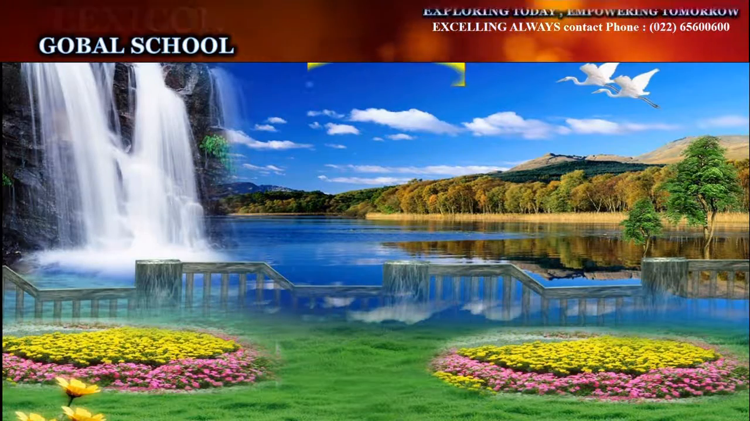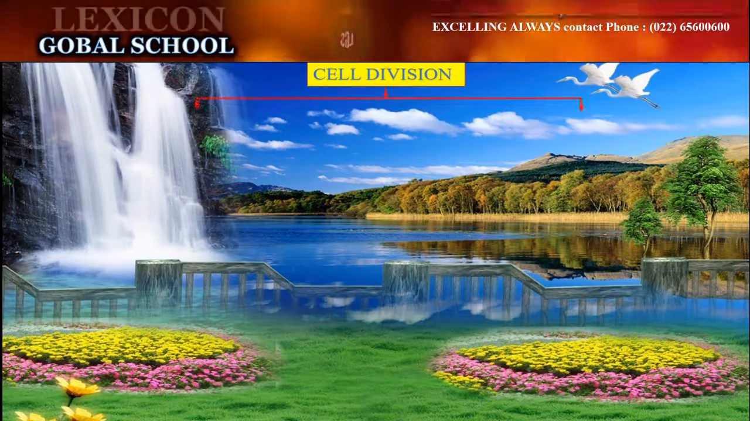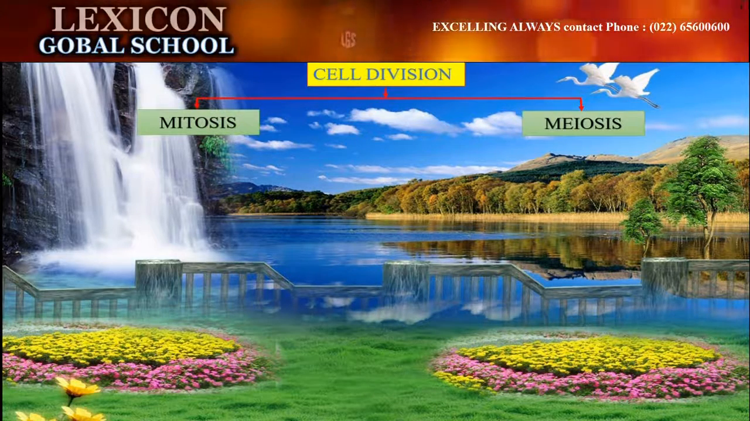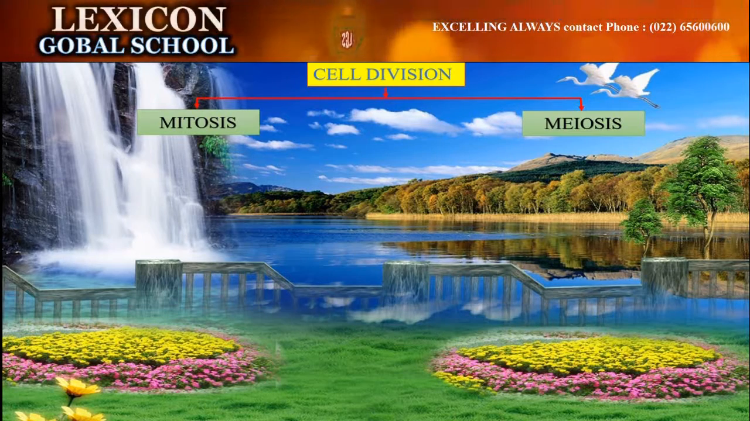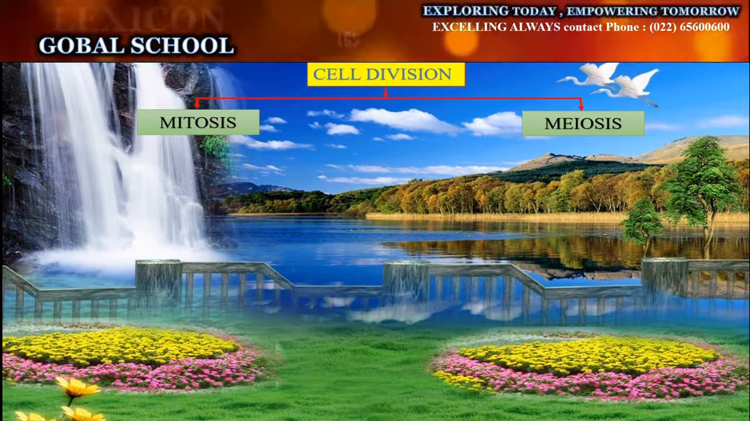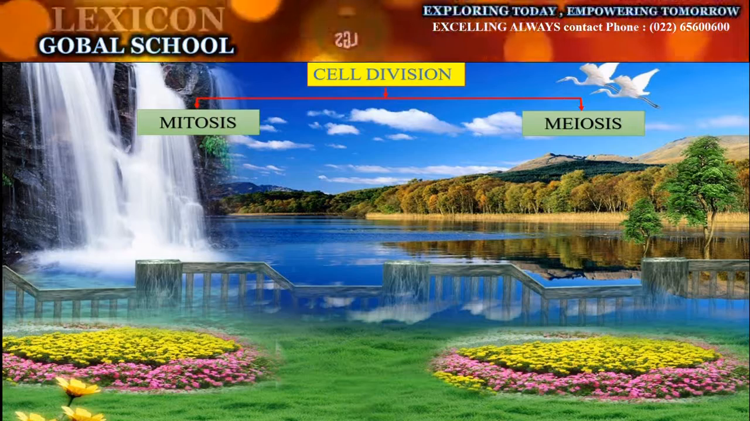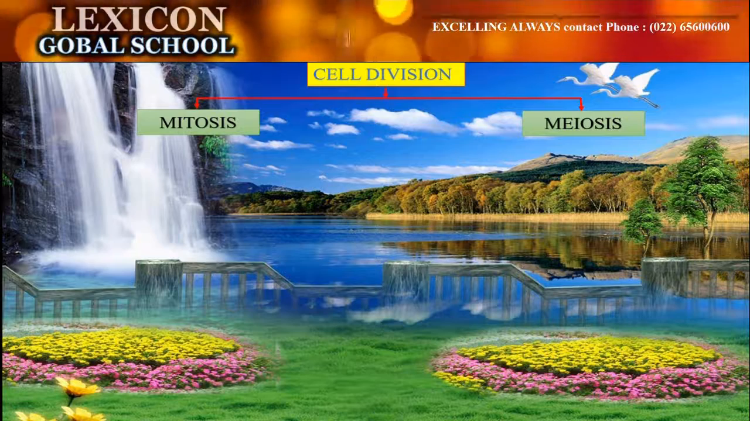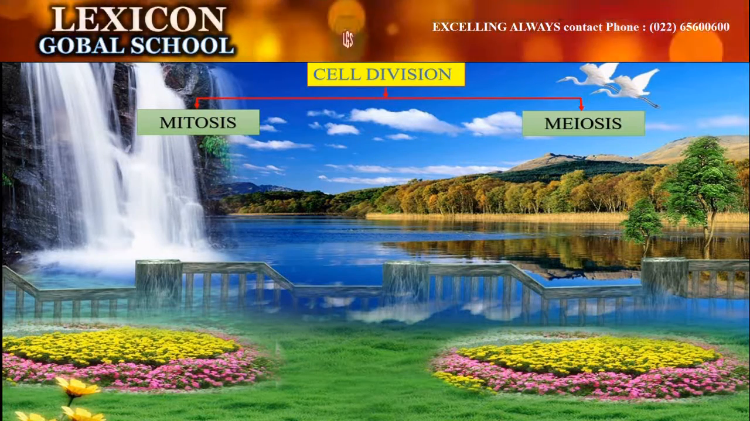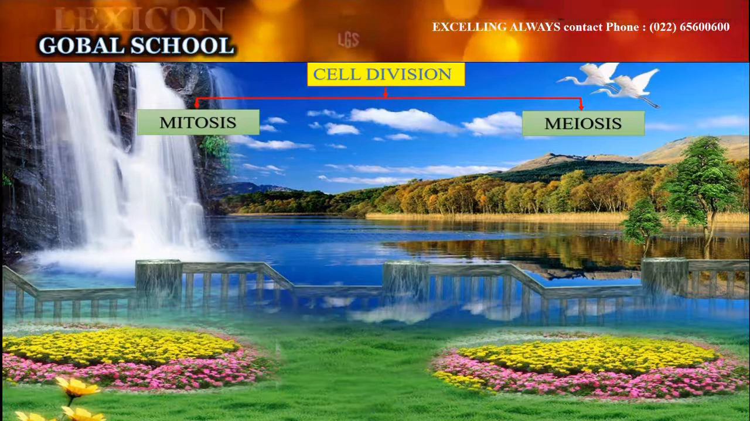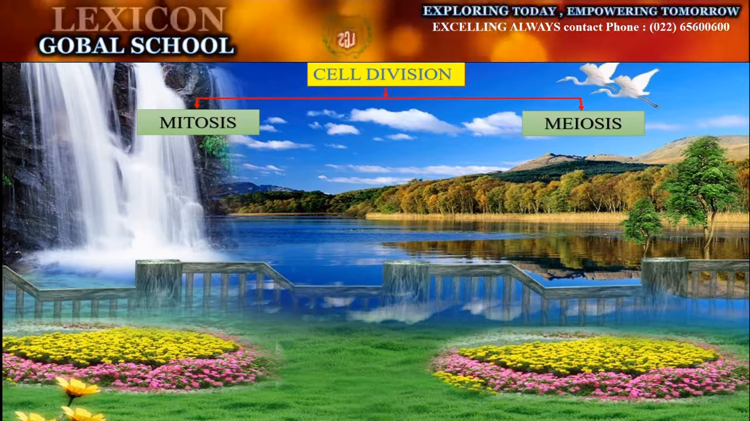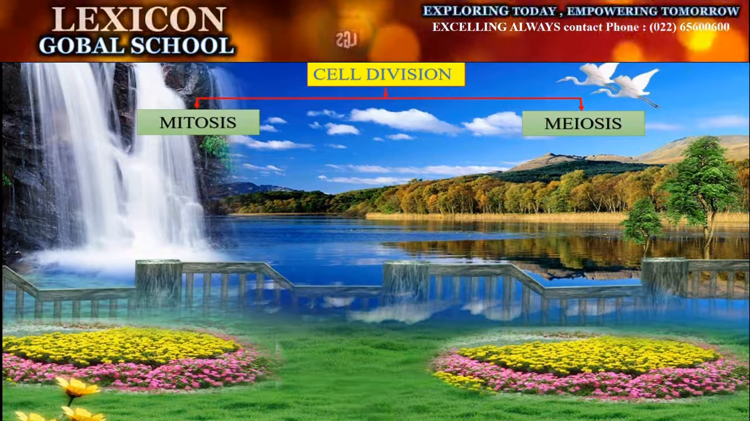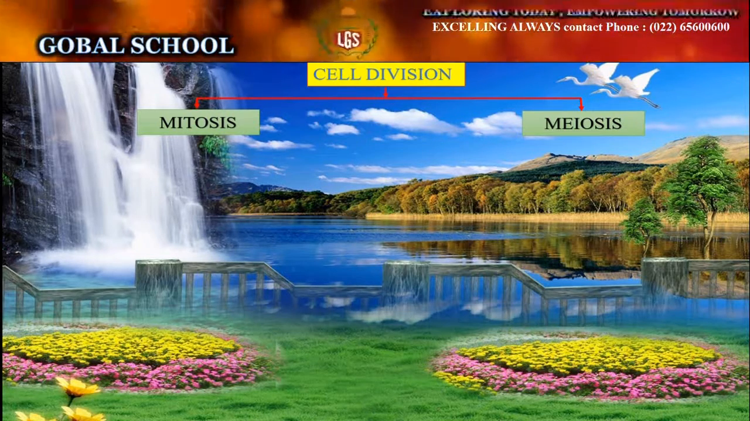Our body has two types of cell division, that is mitosis and meiosis. Mitosis is where the entire body covers. That means your skin, your outer layer, your nose, your lips, your tongue, your fingers, your feet, everything is done by mitosis division. And when we talk about regeneration, that means the new offspring, progeny, is done by meiosis cell division.